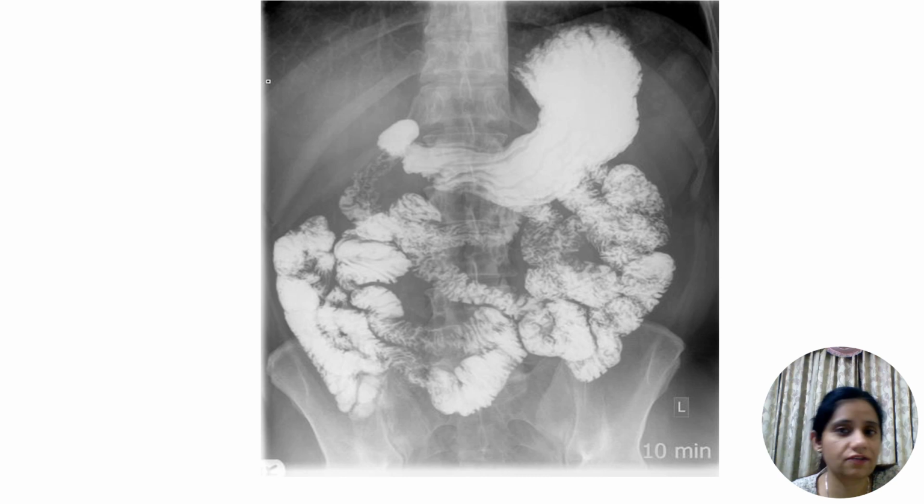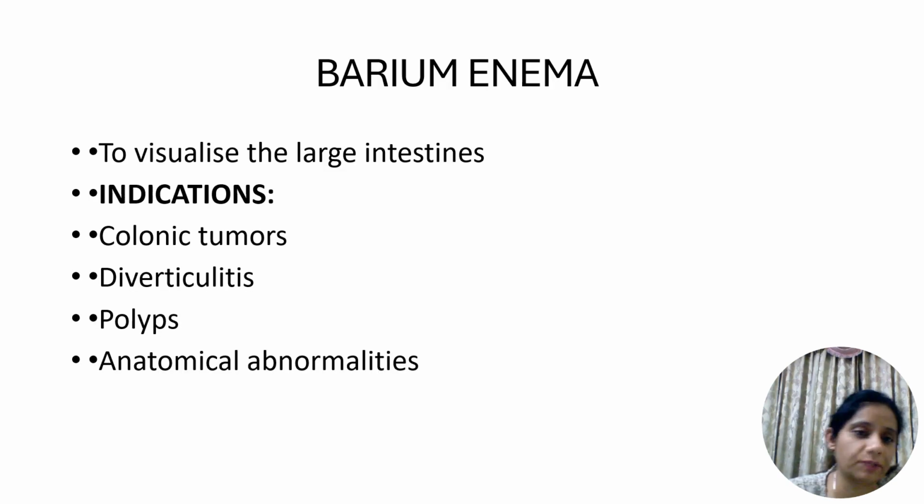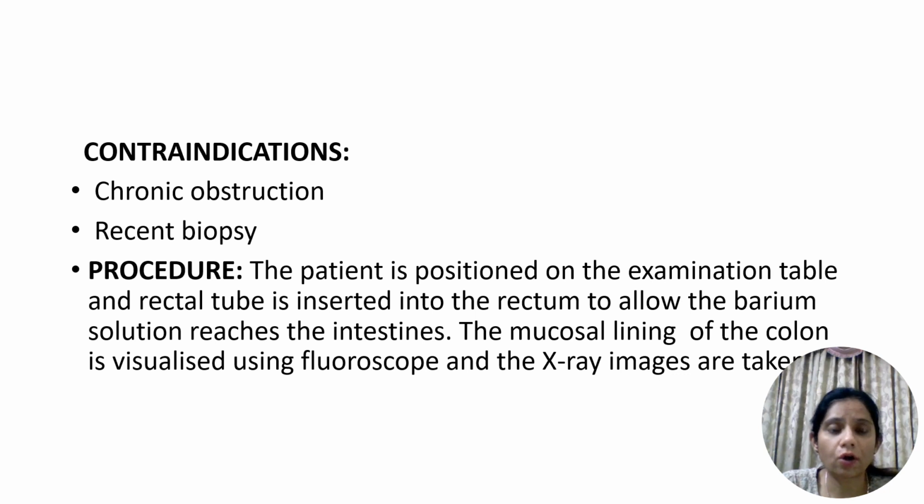Moving on to the last investigation, that is barium enema. This is done to visualize the large intestine, meaning the ascending, transverse, descending and sigmoid colon. The indications include colonic tumor, diverticulitis, polyps, and anatomical abnormalities. The contraindications for barium enema include chronic obstruction or any recent biopsy.